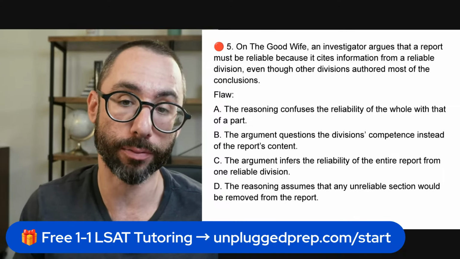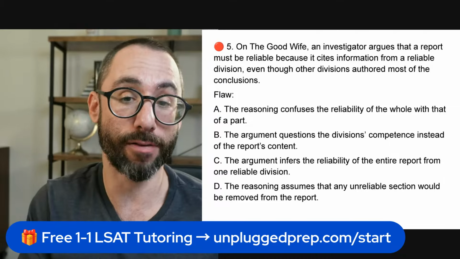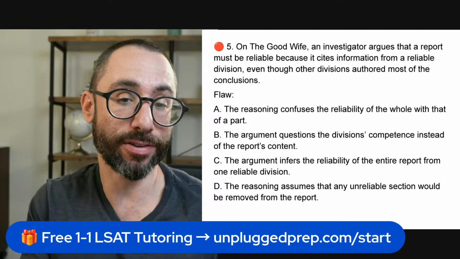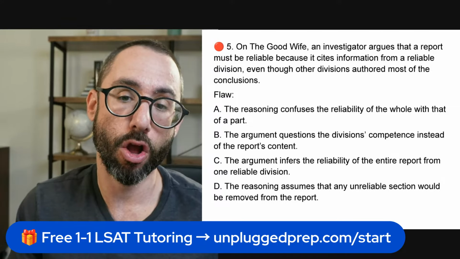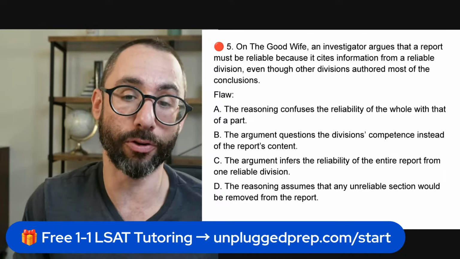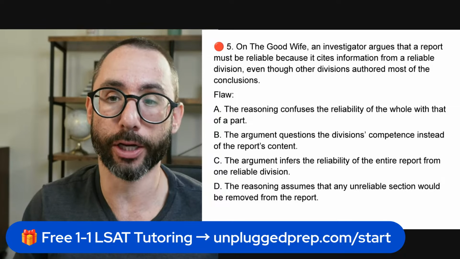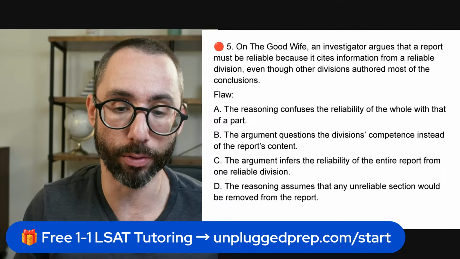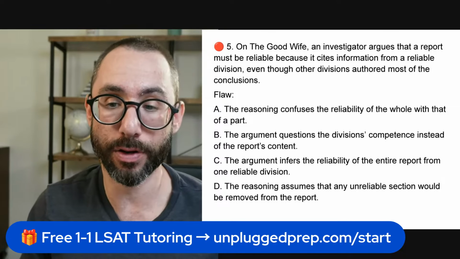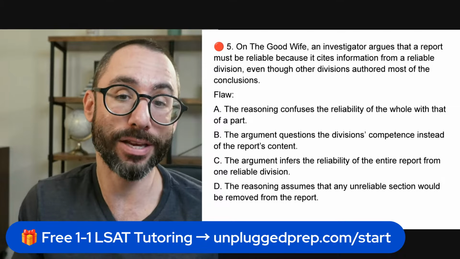What is the flaw? A, the reasoning confuses the reliability of the whole with that of a part. B, the argument questions the division's competence instead of the report's content. C, the argument infers the reliability of the entire report from one reliable division. Or D, the reasoning assumes that any unreliable section would be removed from the report. When you have your answer, please drop it in the chat, A, B, C, or D. If you're not sure, just drop a question mark, but please do commit to an answer.